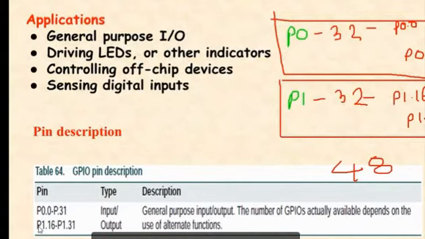So the lower part, P1.0 to P1.15, is not accessible to the user. You can access only the upper part of port 1. The lower part you cannot access. For port 0 you can access all pins. Again, in that there are some limitations also. We will see that limitation. Any doubt for ports?